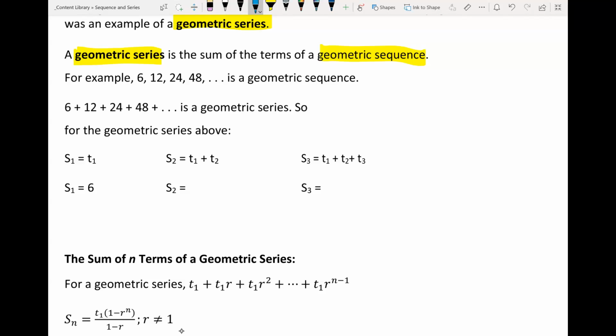Then T1 is S1, which is 6. S2 is adding the first two terms together, which is 6 plus 12, so S2 is 18. S3 is T1 plus T2 plus T3, which is 6 plus 12 plus 24, and that's 42.